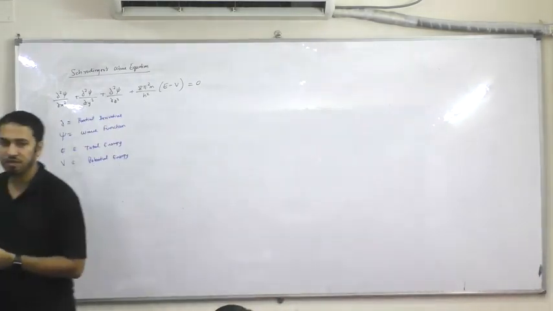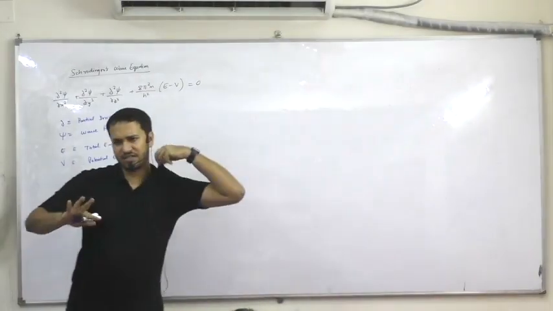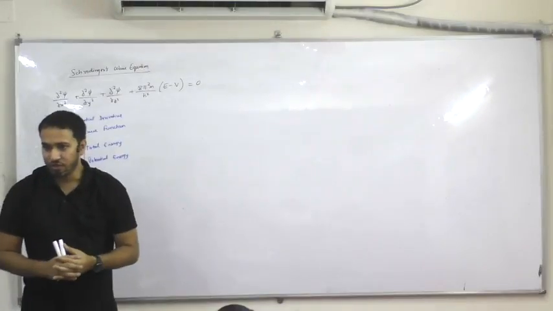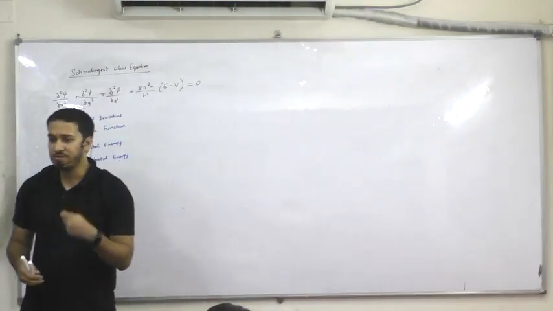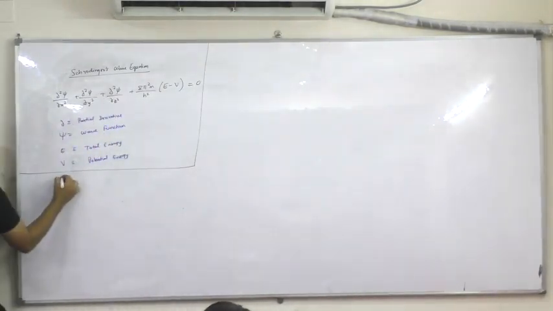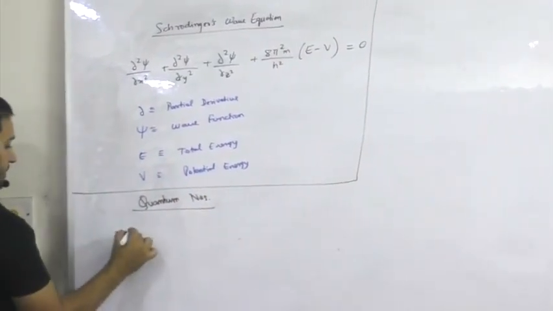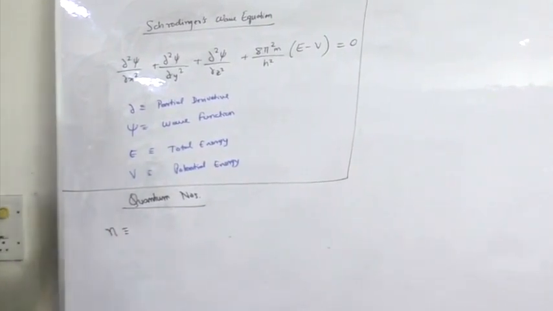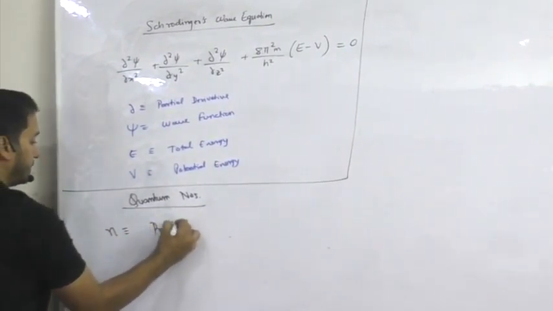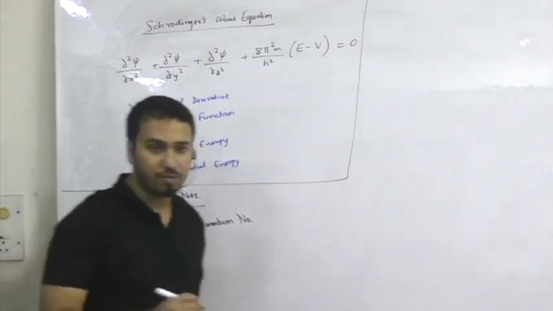Now, on solving Schrödinger's wave equation, we get what are called orbitals, right? The solution to Schrödinger's wave equation gives rise to quantum numbers, and these quantum numbers have certain jobs, right? The first quantum number which we get from here is n, small n. This quantum number n is known as the principal quantum number.